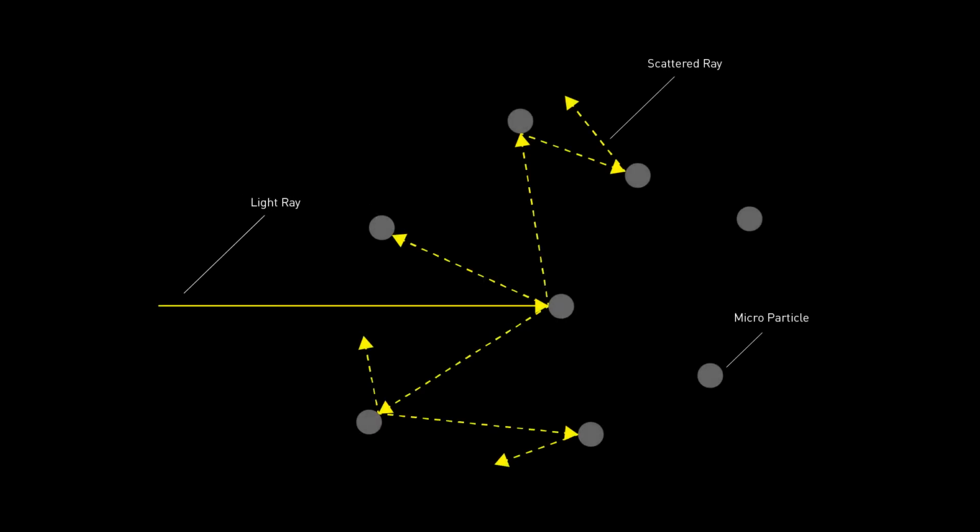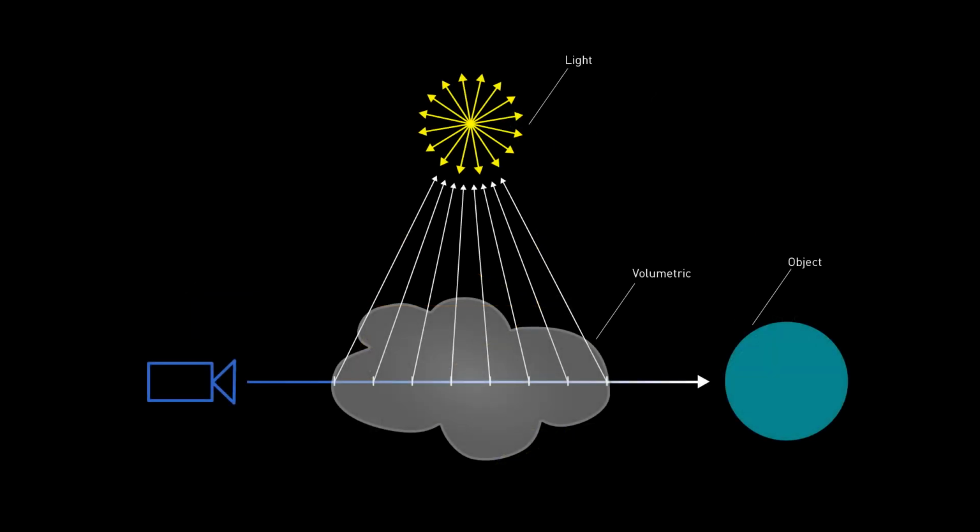The purpose of a volumetric effect is to simulate the way light scatters from the particles in the atmosphere. The longer light travels in the atmosphere, the more it scatters. As a result, objects that are far away appear less visible compared to those that are nearby.